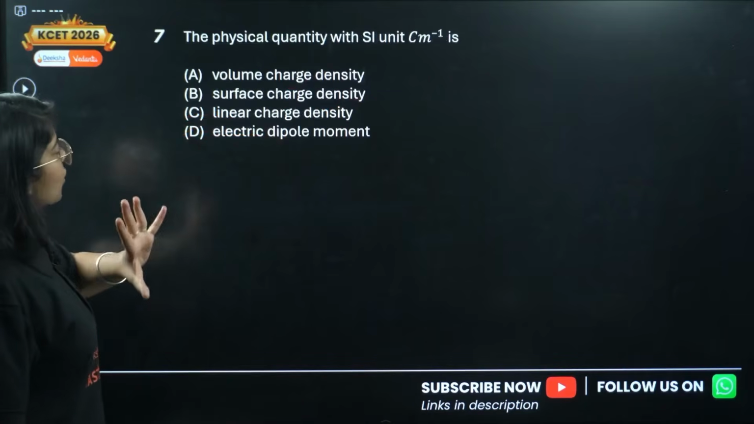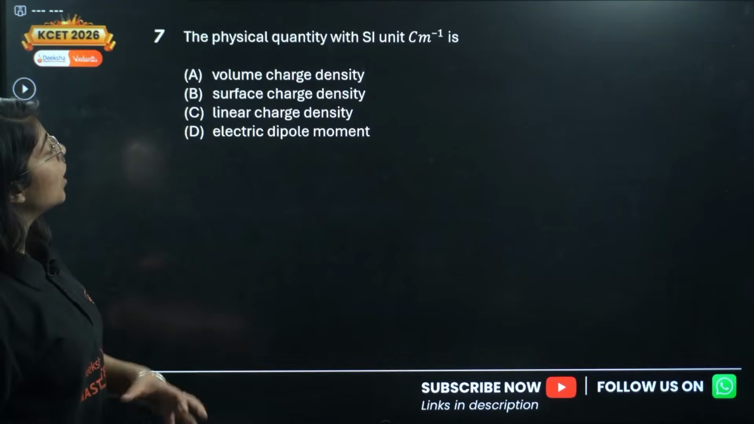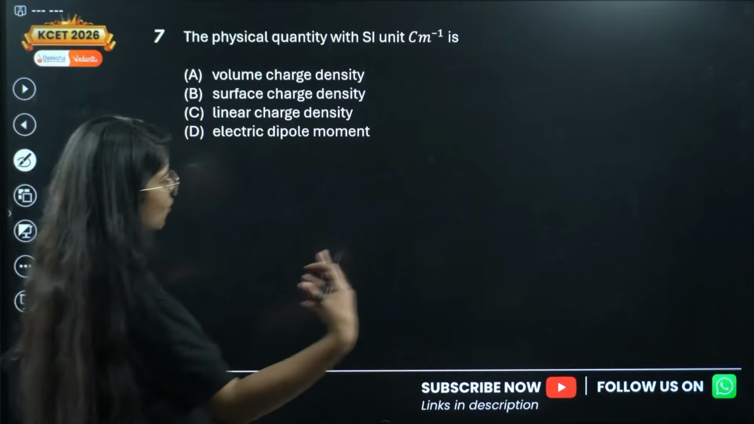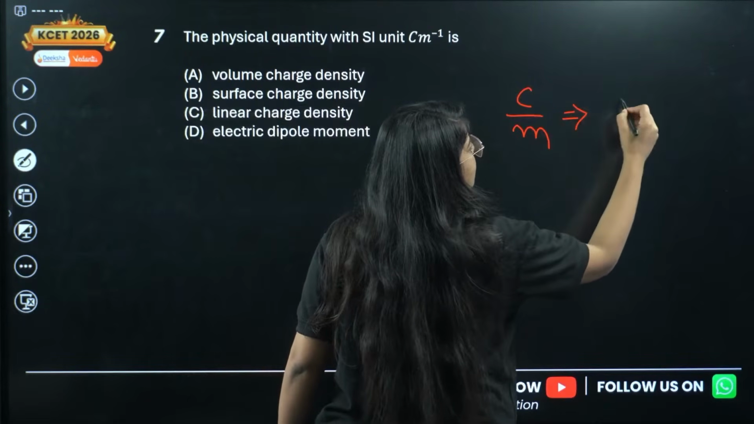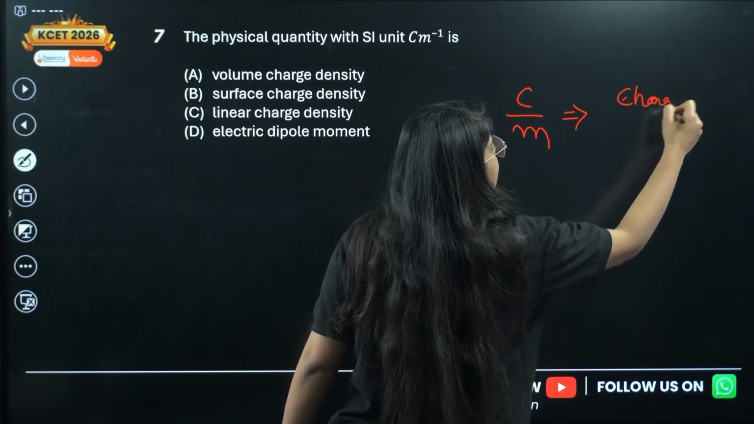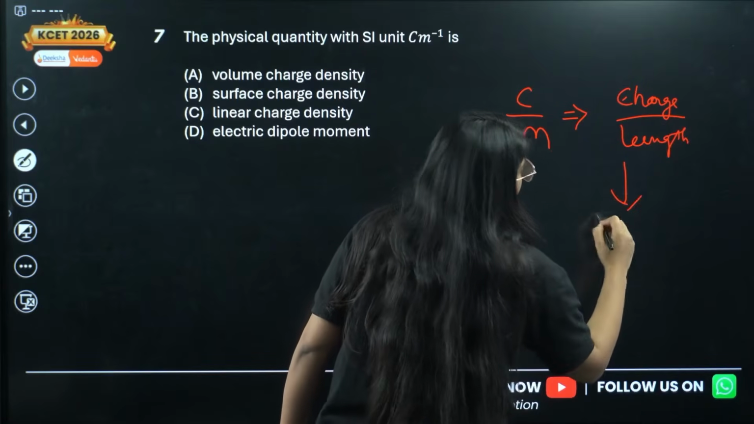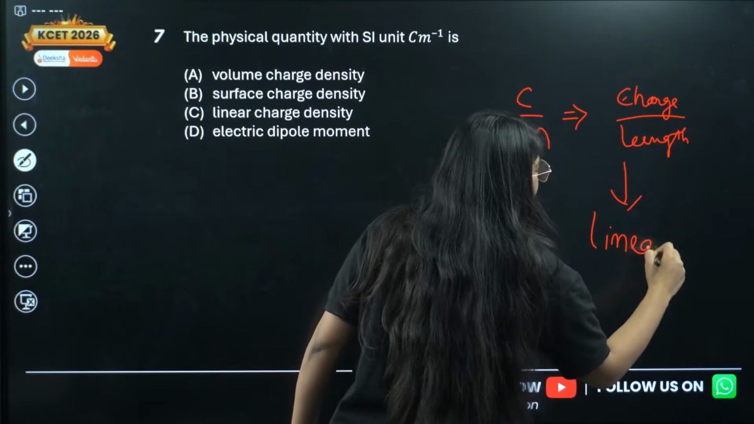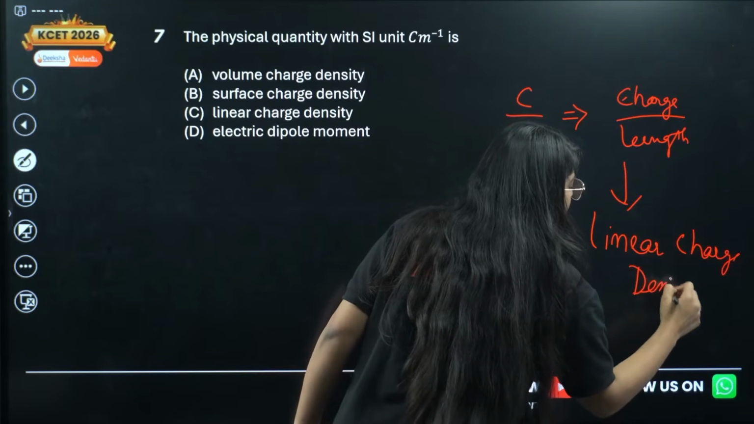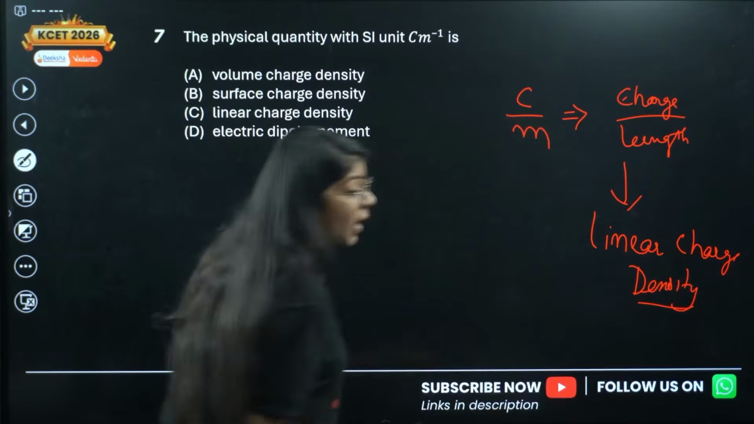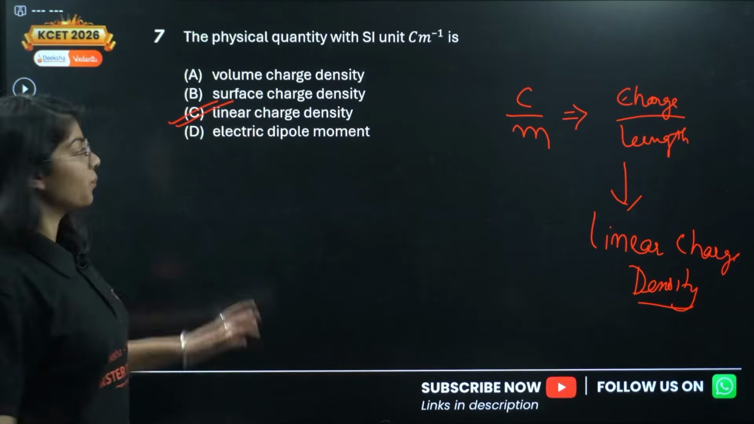Okay. 7th question says the physical quantity with SI unit coulomb per meter is. Coulomb per meter is very simple. Coulomb per meter is this. So, this is charge, correct, and this is, let us say, length. And what is charge by length? Ma'am, this is very easy. This is just linear charge density, correct? Very simple, yet very important. So, this is linear charge density, correct?